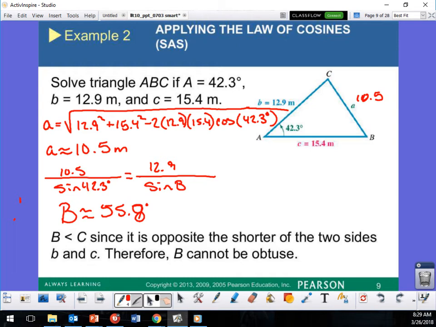What else are we going to solve for? Now, can you solve for big C now? Do we actually have to do all this again to solve for big C? No. Well, what can I do instead? Just 180 minus those. Very good. 180 minus those. So, big C, 81.9.